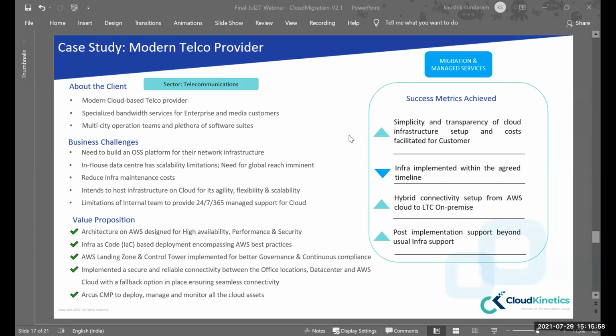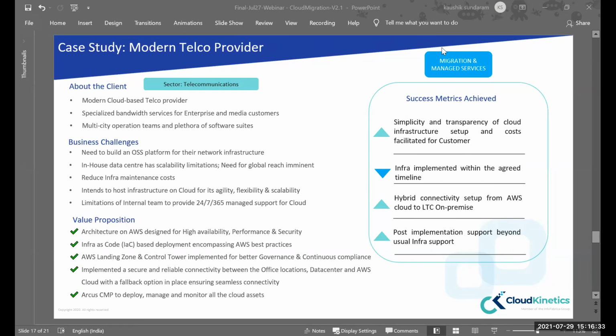This one is about a modern telco provider in India. They offer specialized bandwidth services for enterprise and media customers primarily. They have an operations team working from different parts of the country, with a plethora of software suites as well. So this case study is more of an implementation on the cloud. They've had their own set of challenges as well.